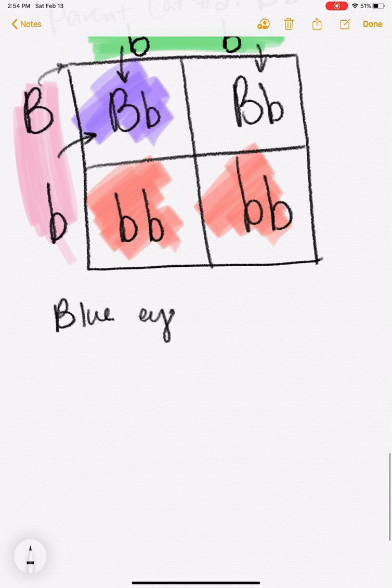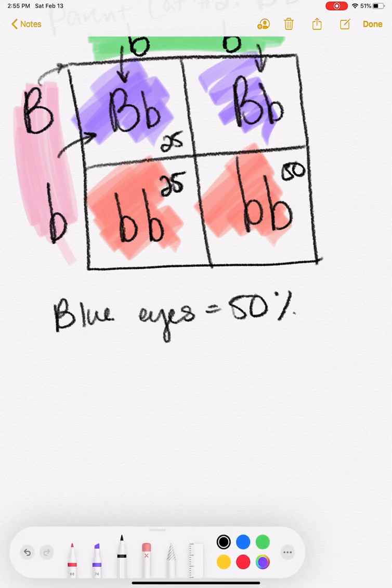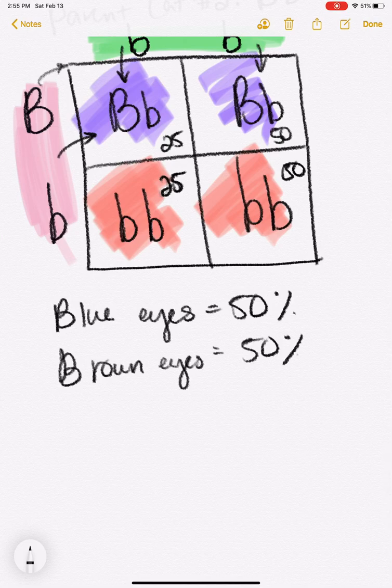Blue eyes. Well, let's count. If each square is 25%, this will be 25 and 50. How about brown eyes? Let's count. 25, and then 50. So there's a 50-50 chance in regards to whether the kittens will have blue eyes or brown eyes. And that's how you do a monohybrid Punnett square.